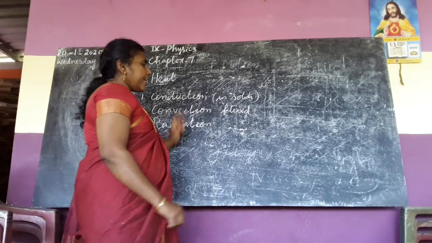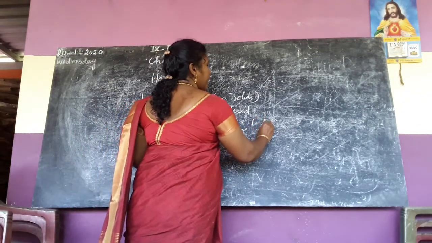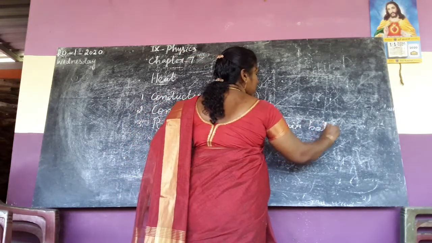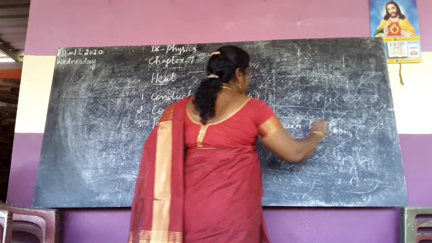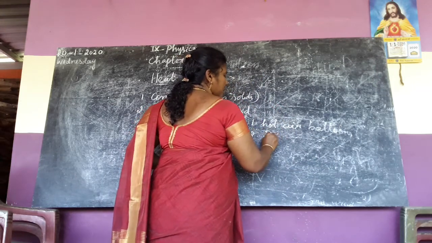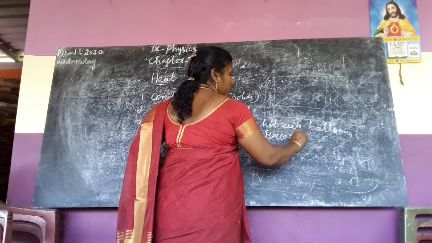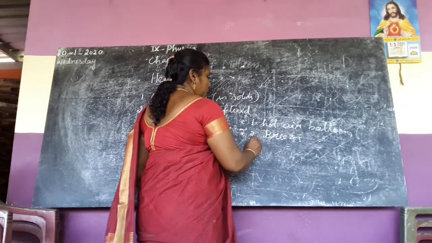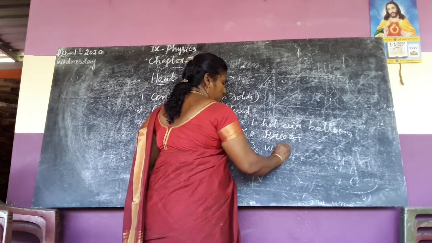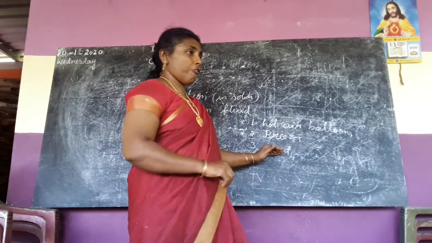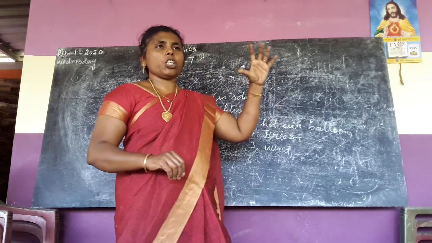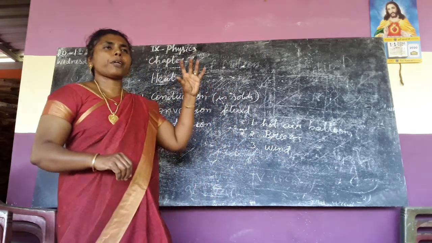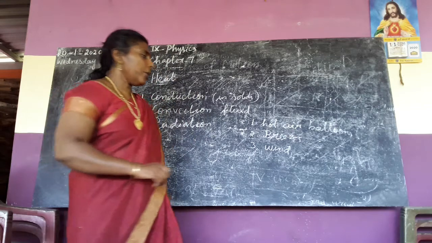Convection in daily life: first we have learned about hot air balloons. Second one, breezes. What are the two types of breezes? Land breeze and sea breeze. Then the third one is wind. Wind will flow from the higher pressure region to the lower pressure region.